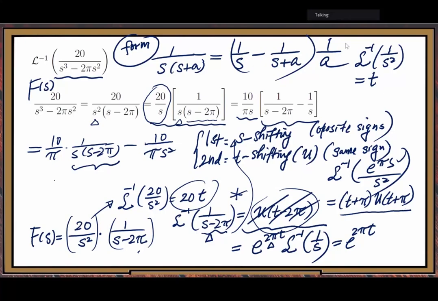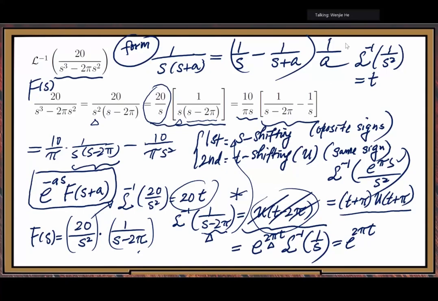Now I ask you: you have an S-side function like e to the negative AS, for example, times F of S plus A. This form, then I ask you, can we apply both the first shifting theorem and the second shifting theorem, both, to find the inverse Laplace transform?